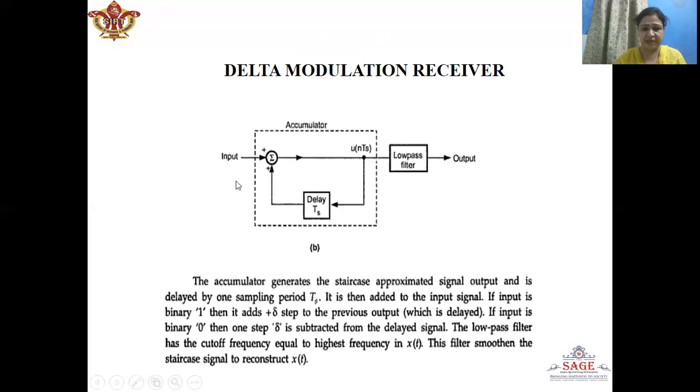Here we can see the accumulator section. The accumulator generates the staircase approximated signal output, and it is delayed by 1 sampling period TS. Then it is added to the input signal. If the input is binary 1, then it will add a plus delta step to the previous output. And if the input is binary 0, then it will be subtracted by delta amount from the delayed signal. The low pass filter has a cutoff frequency equal to the highest frequency in the message signal. This filter smoothens the staircase signal to reconstruct the message signal x(t).